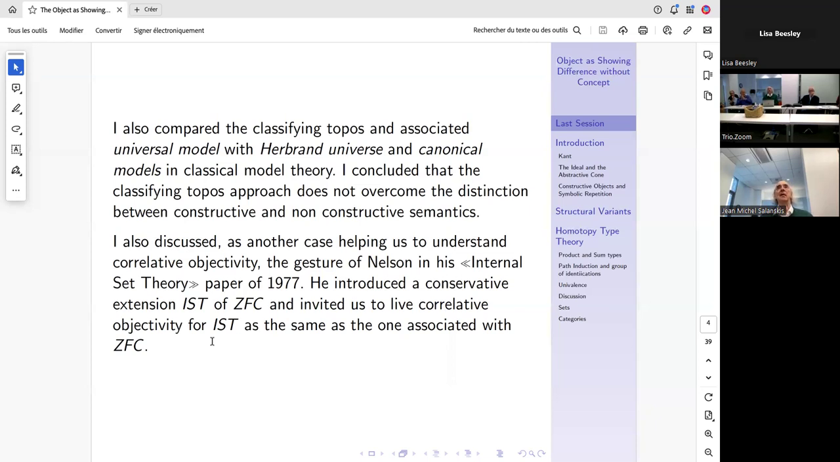And then I discussed another case involving correlative objectivity, which is the new axiomatization of non-standard analysis by Nelson in his 1977 paper called Internal Set Theory. Internal set theory, IST, is a conservative extension of ZFC. And Nelson invites us to live this new theory IST as having the same universe as ZFC has. We don't have to imagine any change of mathematical reality.